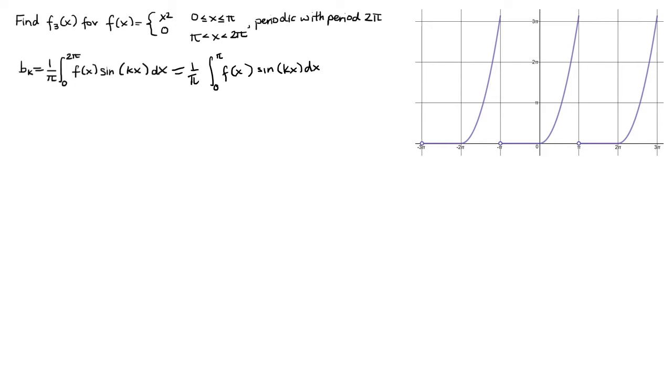Okay, so because we have that 0 here, there's no contribution to the integral between pi and 2 pi. So that integral between pi and 2 pi is equal to 0. So this lets us rewrite our integral as 1 over pi times the integral from 0 to pi of x squared sine of kx.